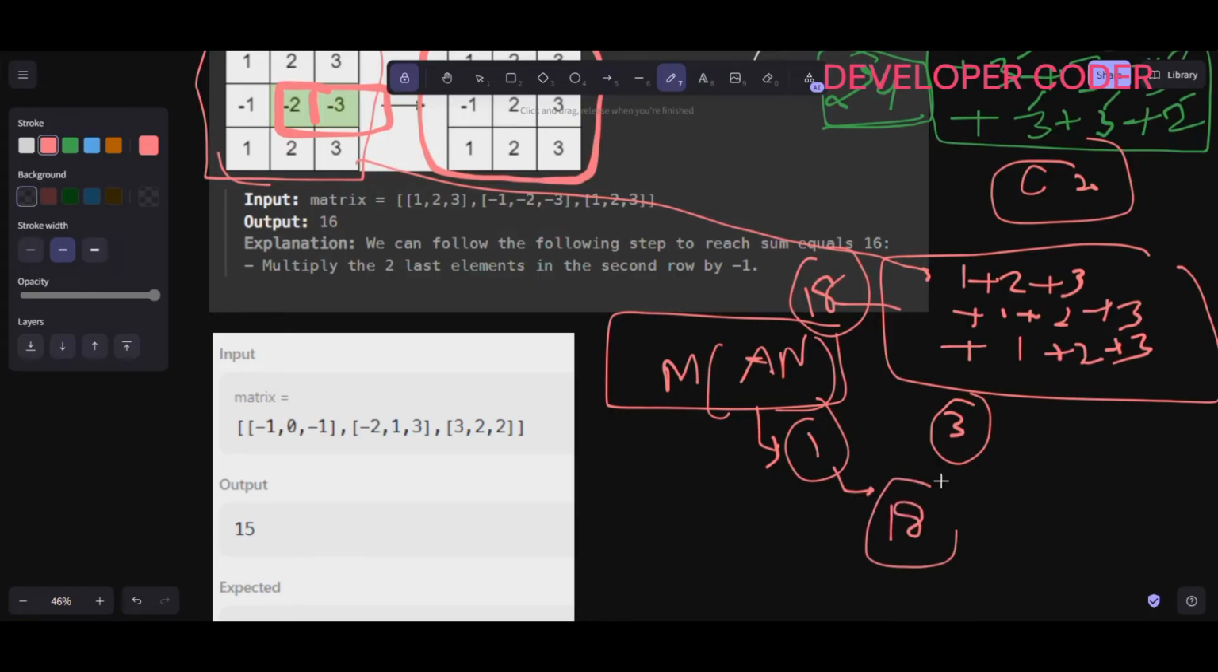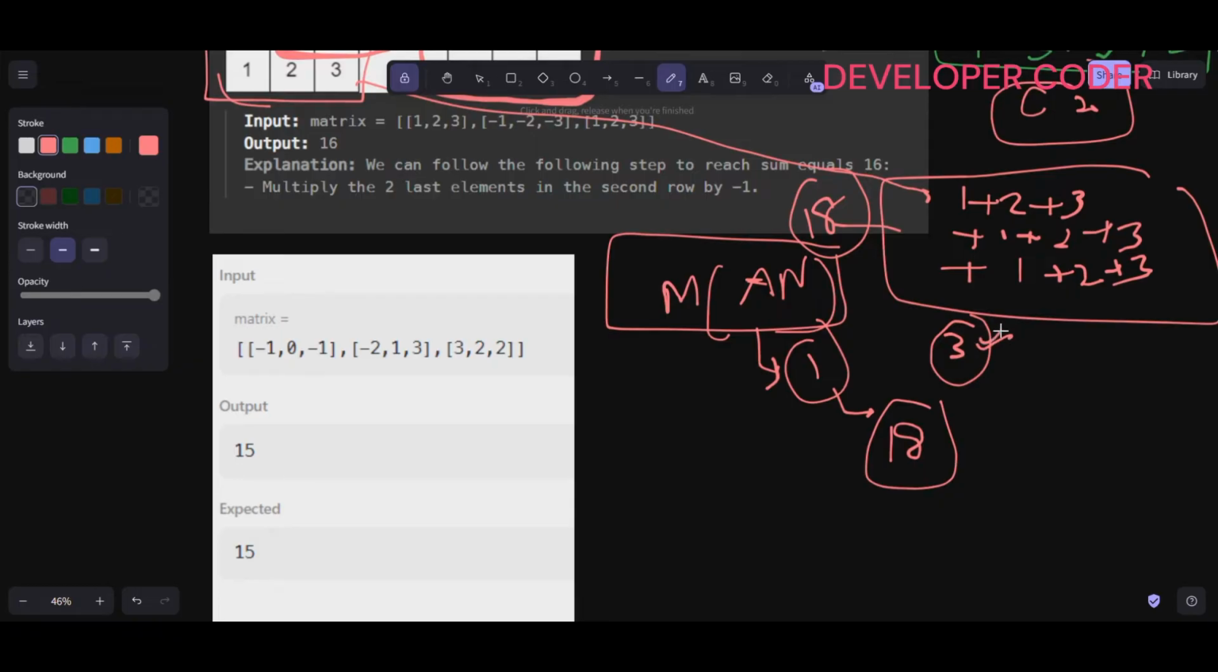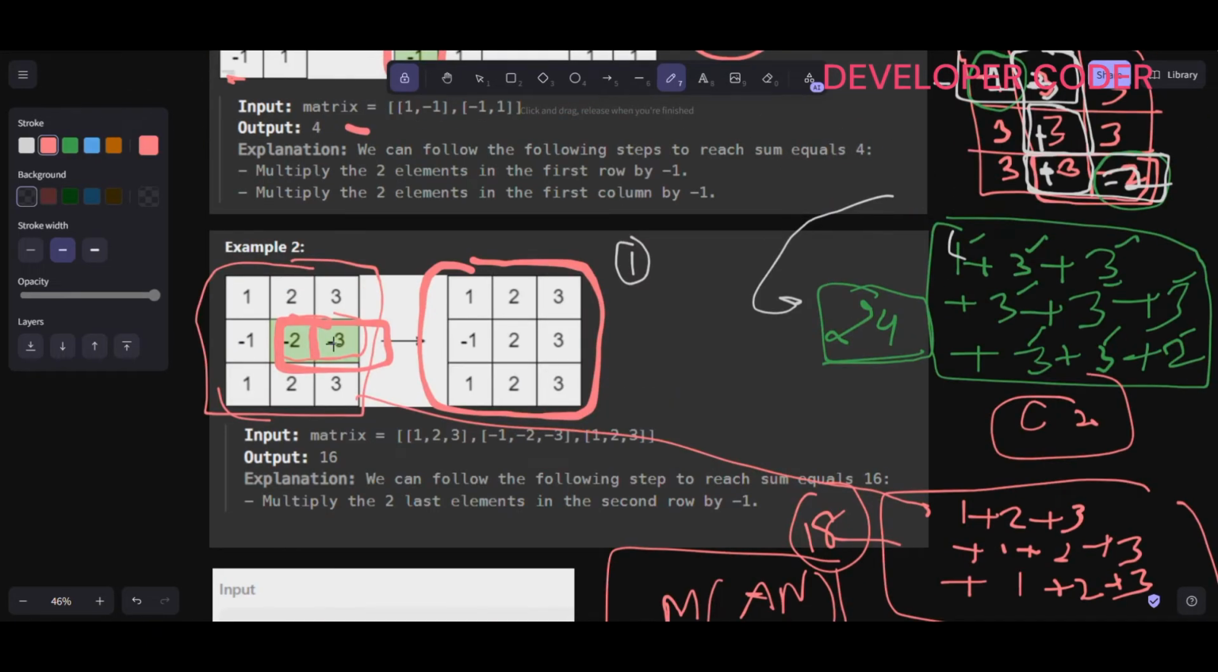From this 18, I know that we have an odd number of negative numbers, so if I multiply any two numbers with themselves, they will become positive. So in the end I will only be left with one number. In all the cases I will only be left with just one number in the end. If there is an odd number of negative integers, then until the last one, only one will be pending in the end, and all others I can change to positive.